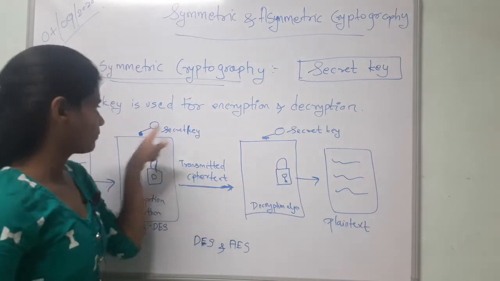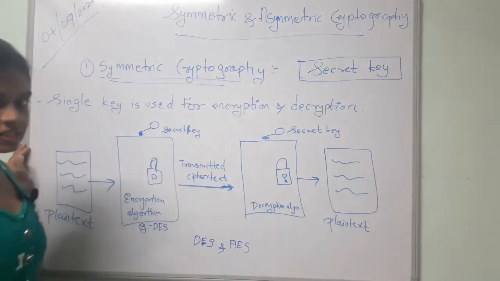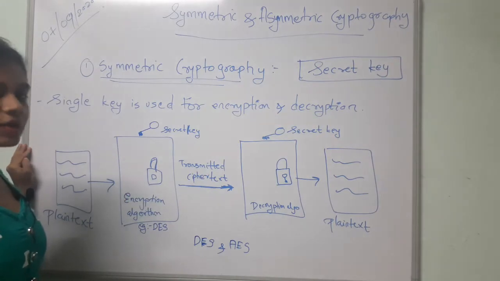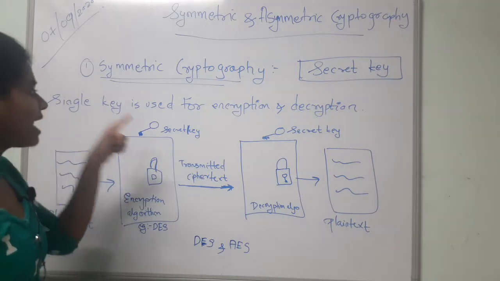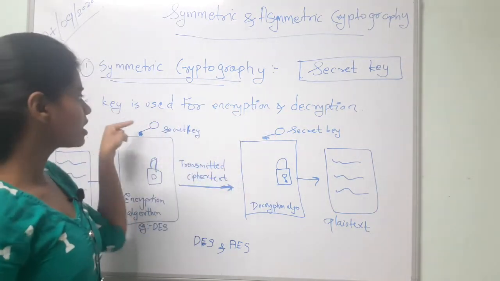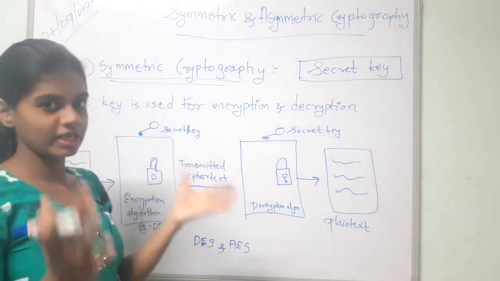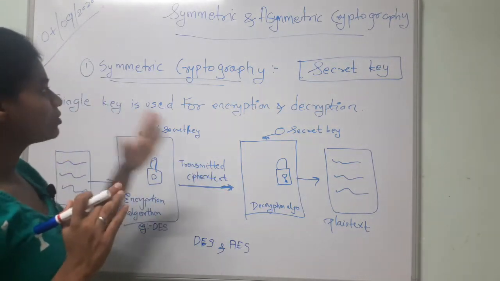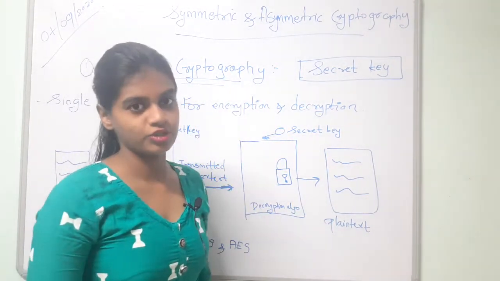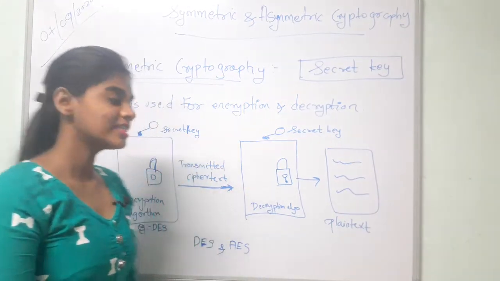With a diagram I will explain, so you can easily understand what symmetric key cryptography is. These are the diagrams of symmetric key cryptography. This is a single key, a secret key, not a different key. A single key is used for encryption and decryption. Means for encryption and decryption purposes only one key, the same key, is used.